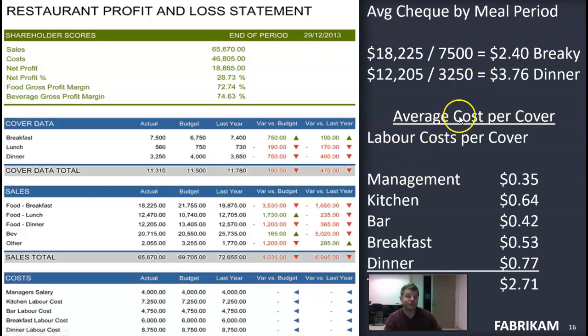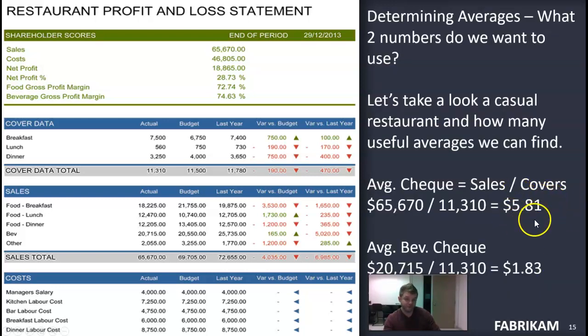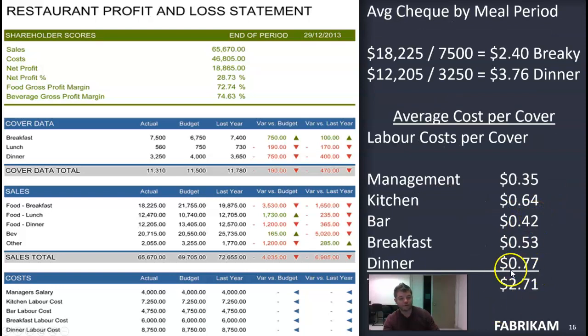Labor costs, so the average cost per cover. Every time a customer comes in, a manager, we pay them 35 cents of that $5.83 they spent. And the kitchen and the bar and the breakfast. So right now, every time a customer comes in, we are spending $2.71 to service them. We are only making $5.81 per customer. So that is almost 50% of all of our money that we are spending on just ensuring there's enough staffing for the restaurant. And that's not even our food cost or anything else.